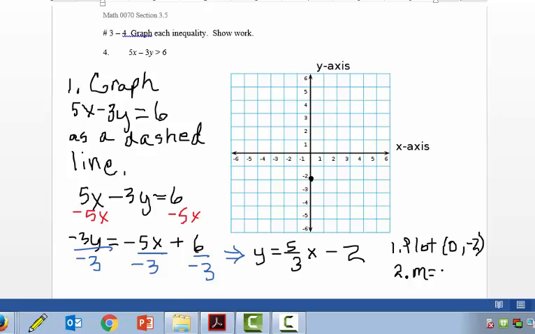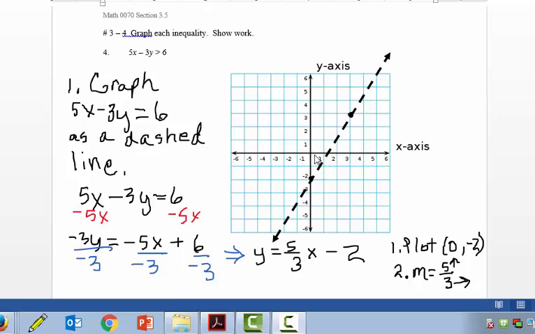And now I'm going to use the slope to move from the y-intercept to another point on the graph. So my slope, which we call m, is 5/3. So I'm going to move 5 units up from this point, 0, negative 2, and 3 units right. So from this point, I move 1, 2, 3, 4, 5 units up, and 1, 2, 3 units to the right. And now I'm going to draw a dashed line. Okay, so there's my dashed line.